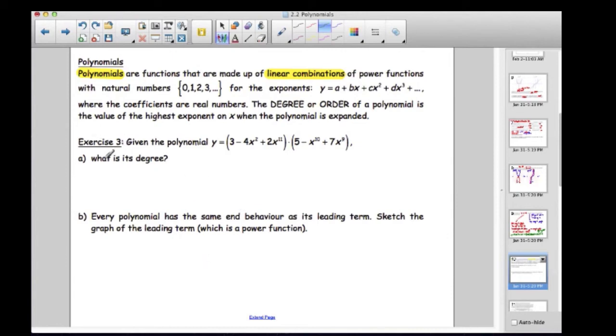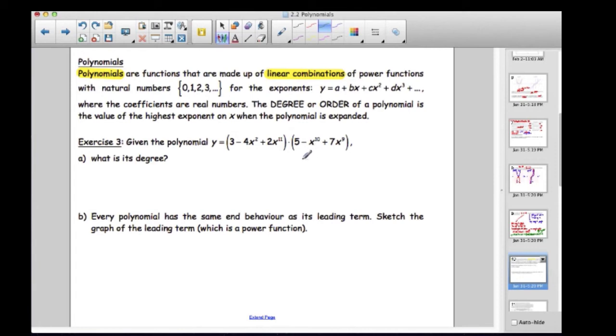In exercise 3, we're given a polynomial in partially factored form. What is the degree of the polynomial? Well, if we're working hard here, we would take this and expand it all out term by term, and that would be 1, 2, 3, 4, 5, 6, 7, 8, 9 different terms before collecting like terms.